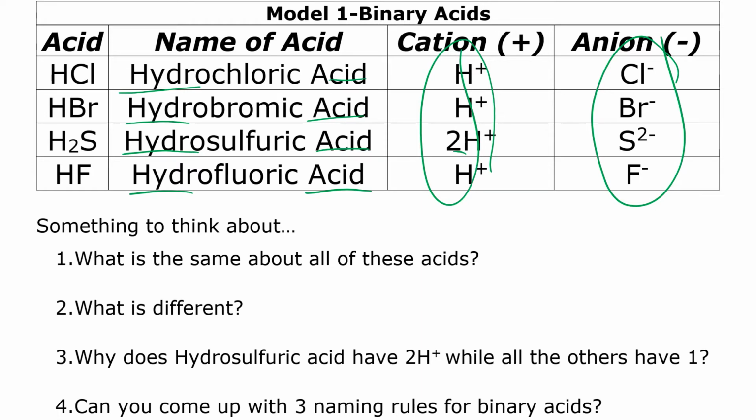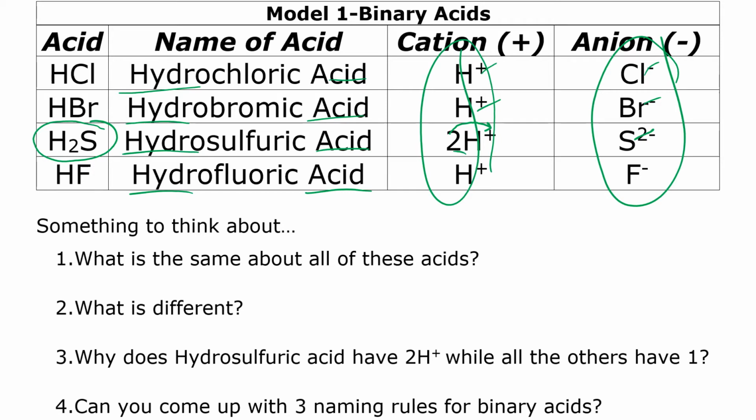And that leads to question number 3. Why does hydrosulfuric acid have 2 H plus while all the others have 1? So if we take a look at the charges, y'all, all of these guys cancel each other out. Even hydrosulfuric acid, we see there's no overall charge on that molecule. So the 2 distributes to that positive charge, creating a positive 2 charge to cancel out that negative 2 charge. So that's where the 2 comes from. However, it doesn't look like that 2 affects anything within the name.